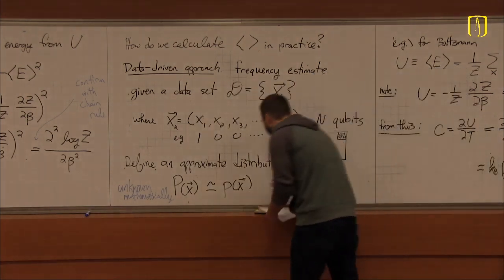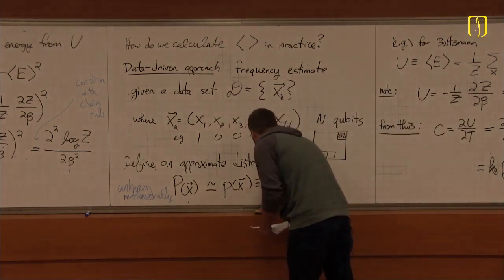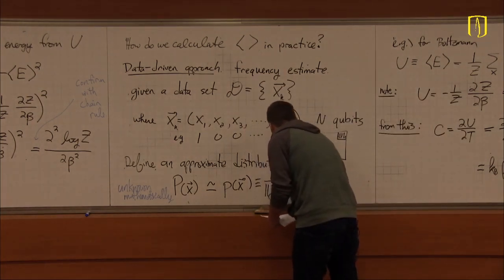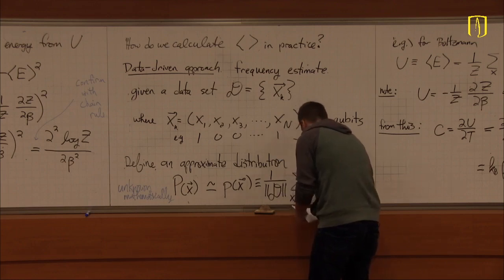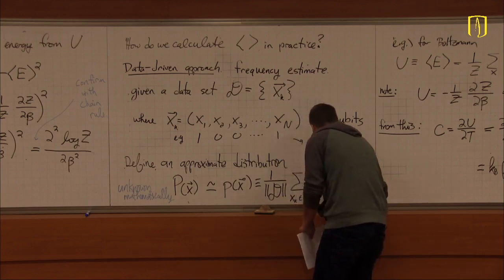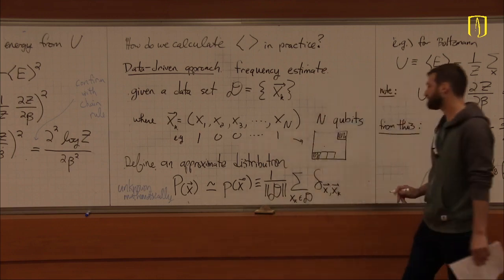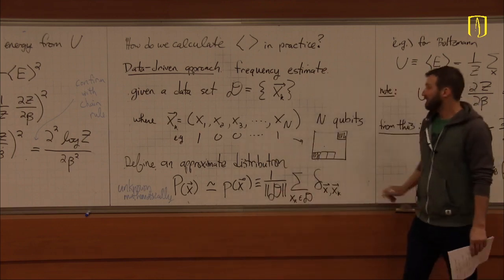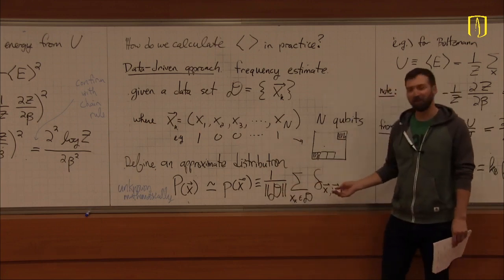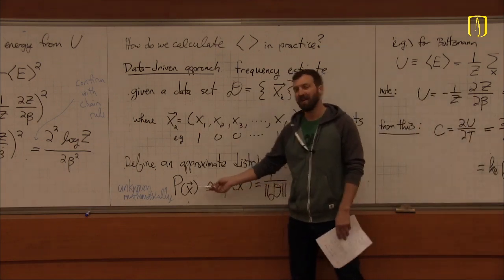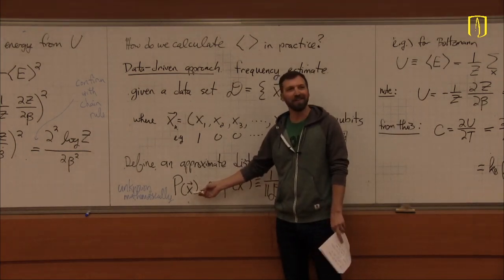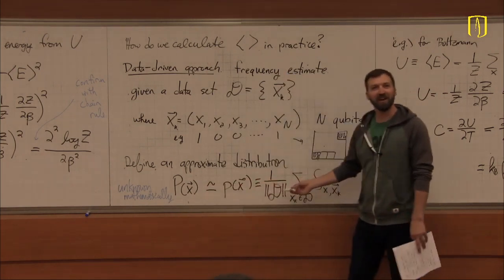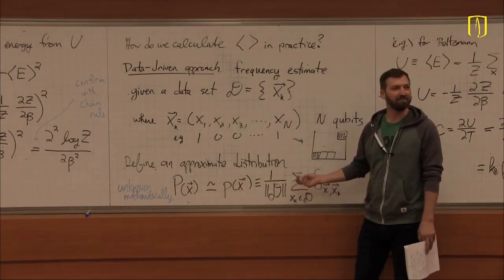And that's defined via a normalized sum. So that's 1 over size of the data set, sum over x of k in the data set, delta x of k. This is the frequency estimate for that distribution. All it means is, if I want to know the probability of a particularly nice looking cat picture, I just look at how many times it occurred in that data set.